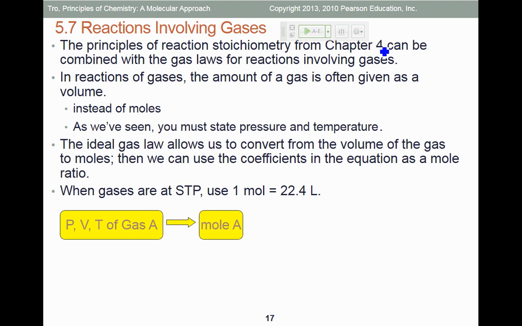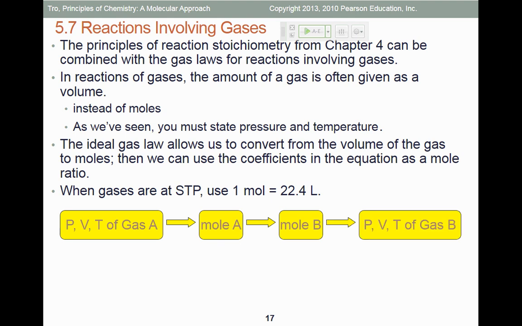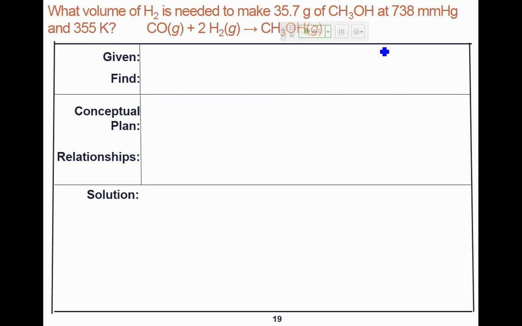So if we can figure out our moles of a gas, if we have pressure, volume, temperature, or if we know it's at STP, then we can calculate our moles. Then we can use our chemical equation just like we did for all the other examples, and then we can convert that back to volume. So nothing different. Again, we're just adding on a little bit to what we've already done. So let's look at an example of that.